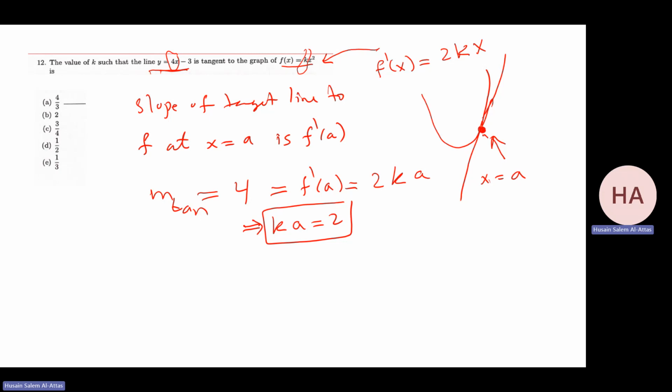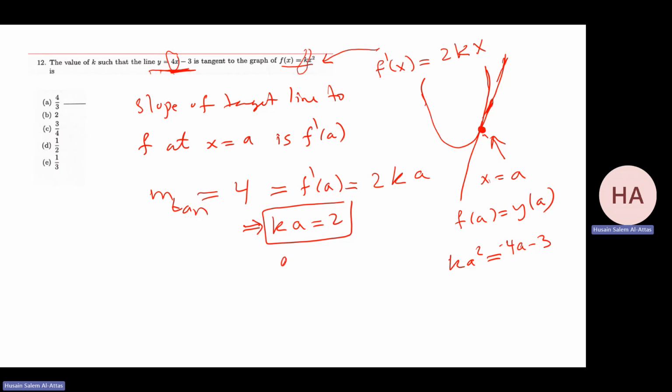Okay. I know that this A satisfies both the line and the curve. And f at A equals y at A. So I'm getting another equation now. F at A means what? K A squared equals, substitute here, 4A minus 3. So I have now two equations, two unknowns. That's it. This is what I'm looking for.